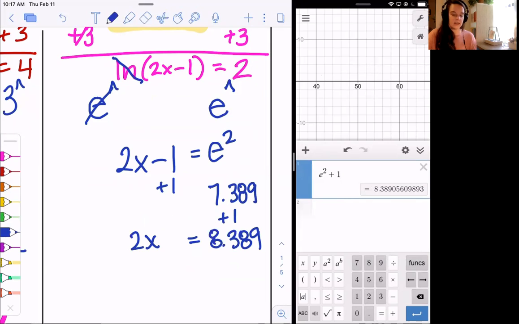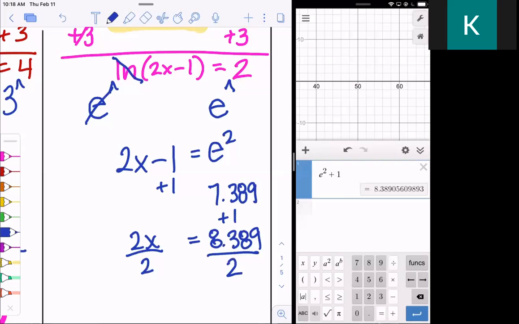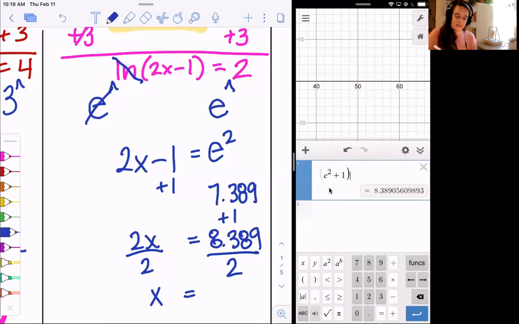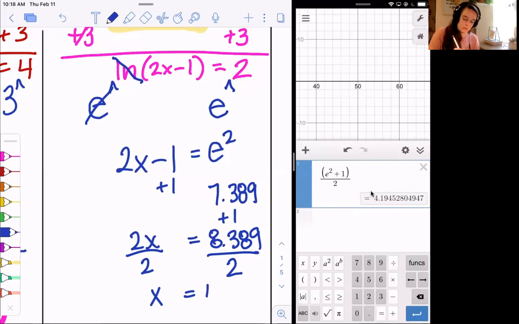And Kiara, help us finish. And then we can divide by 2 on both sides. Yes. So I have x equals, in my calculator, I'm going to go ahead and divide by 2 like this, right? So I pressed the parenthesis to make the parenthesis around that because I want that to be on the top. And then I press divide by 2, and it's going to give me my official version, 4.195, right? Which was e squared plus 1 over 2.